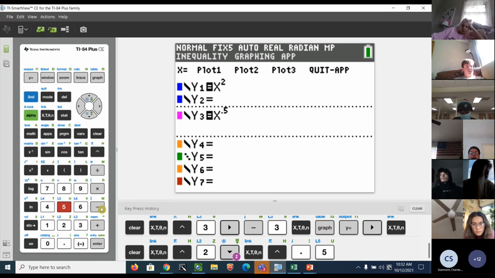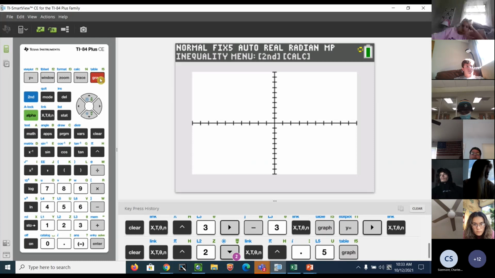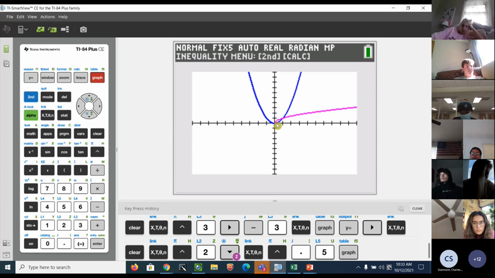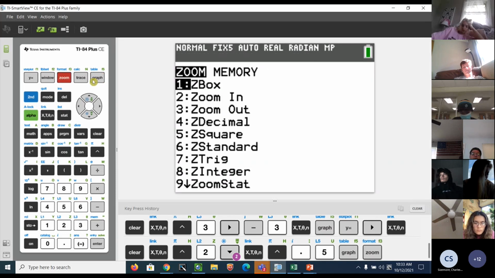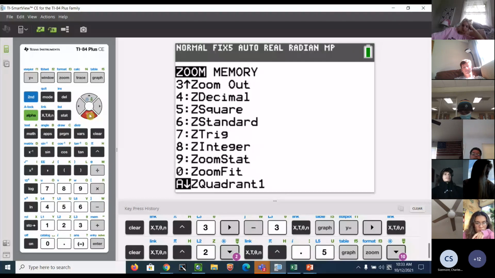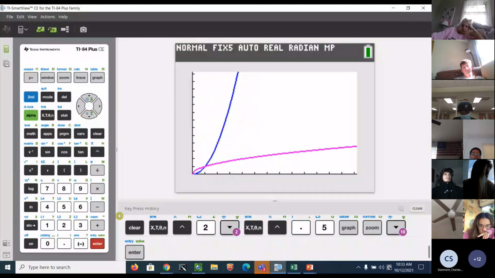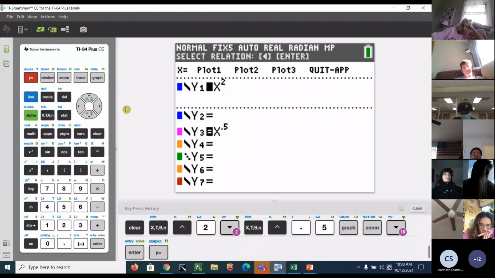So you got x squared and the square root of x. I want everybody to focus on this right-hand side. And I'm going to do zoom. And I'm going to do first quadrant. And then I'm going to graph y is equal to x in a black dash line.